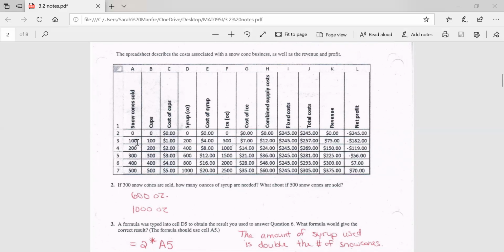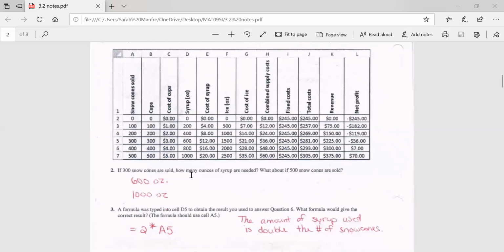If they sell 100 snow cones, then this is the cost associated with it, and if you go across, then they would have a net profit of 182, and so on. So it's asking if 300 snow cones were sold, how many ounces of syrup are needed? What about 500? Well, I'm going to go to 300. Go to the syrup column. That's where I got 600 ounces. For 500, I got 1,000.